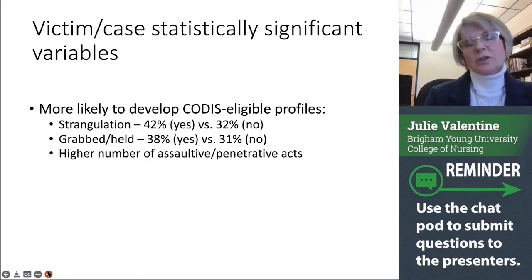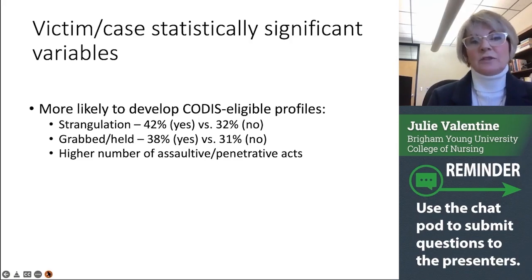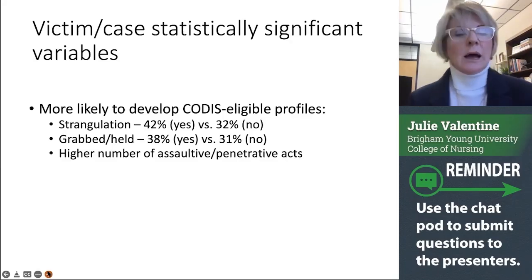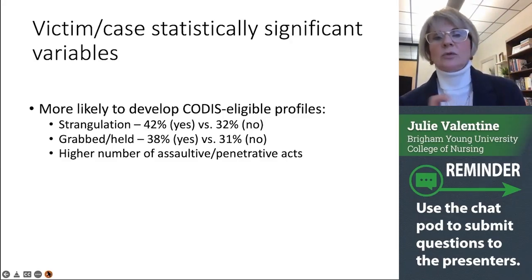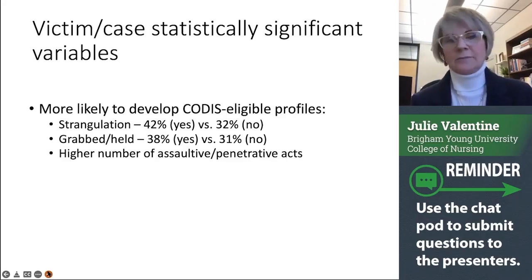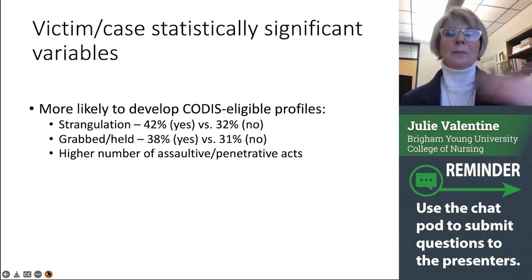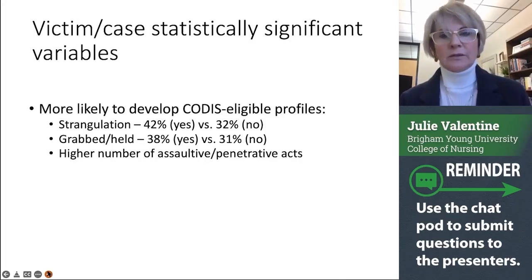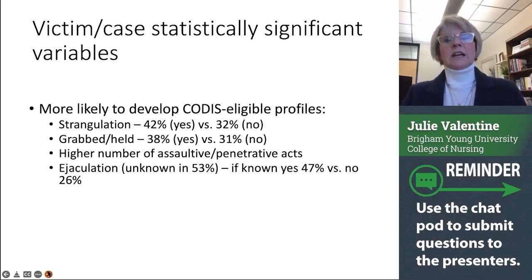Higher number of assaultive or penetrative acts. So we count up to 4 penetrative acts or assaultive acts. That is for a female, that's going to be penetration of vagina or rectum or oral mouth, or if the perpetrator had oral contact to the female's genitalia. The more penetrative acts, the more likely we are to develop a CODIS-eligible profile.